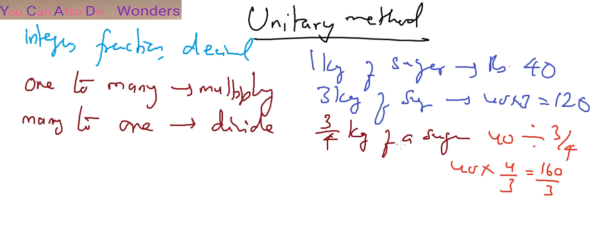So what to do? How to find the cost of 3/4 kg? Even here, 1 kg of sugar is given. So for anything, whether it's more than 1 kg or less than 1 kg, you just have to multiply. So 3/4 kg of sugar is 40 into 3/4. So just multiply. You'll get 30 rupees, which is correct.